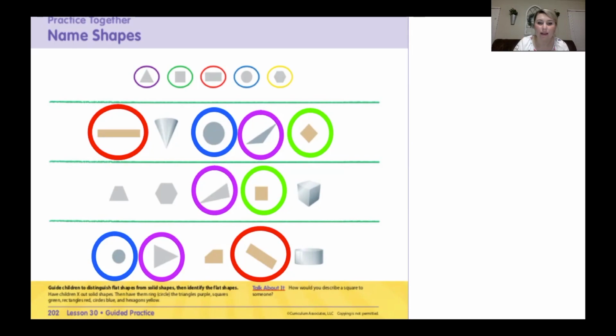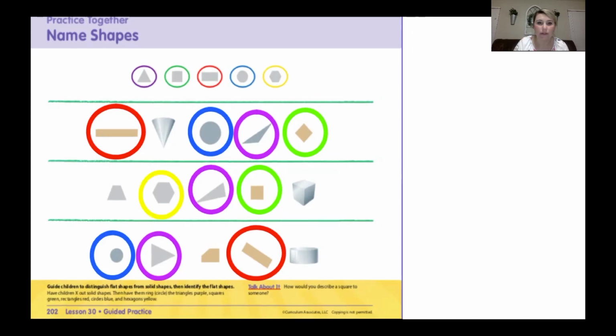So now I'm going to go through and look for my hexagons. So remember, hexagons have 6 sides. So I'm going to go through and I'm going to find my hexagon. And I found it and I circled it with my yellow crayon. And I know that is a hexagon because it has 6 sides of equal length.